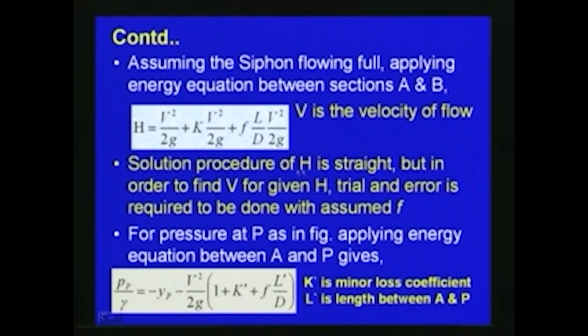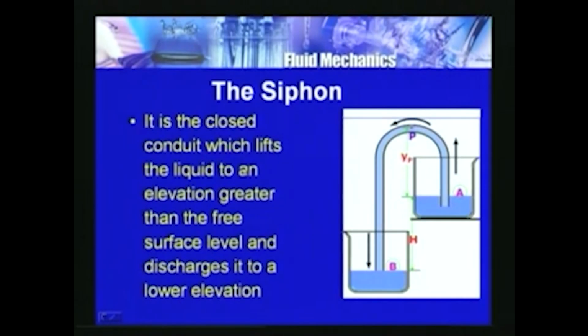So, now the solution procedure for H is straightforward, but in order to find the velocity V for the given H, we may have to go for a trial and error solution with an assumed value of the friction factor f. So, then if you want to find out the pressure at P as in figure, here at this raised location the pressure will be much lower, or sometimes it may be a negative pressure also.